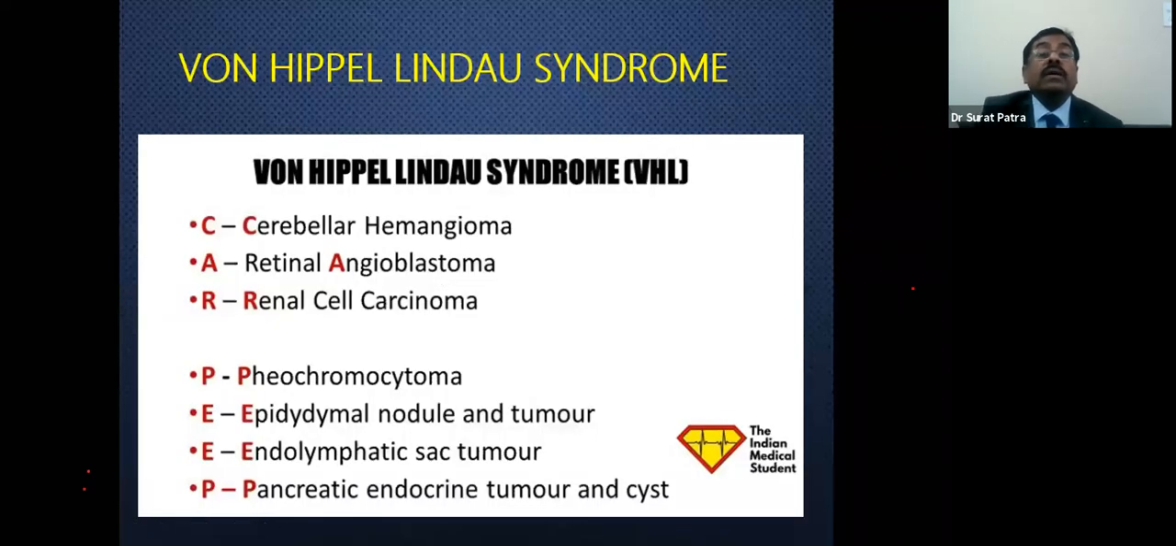A little bit of one for the benefit of the PGs and UGs. Von Hippel-Lindau syndrome. All these conditions, when they occur, like cerebellar hemangioma, retinal angioblastoma, renal cell carcinoma, pheochromocytoma, epididymal nodule and tumor, endolymphatic sac tumor, pancreatic endocrine tumor, and cyst, that constitutes von Hippel-Lindau syndrome.